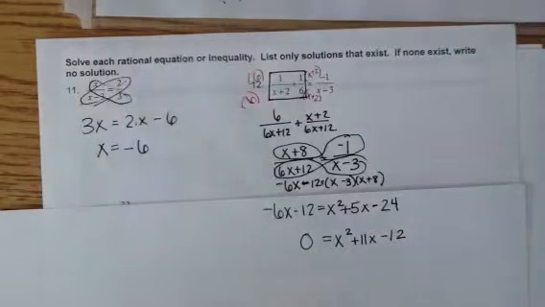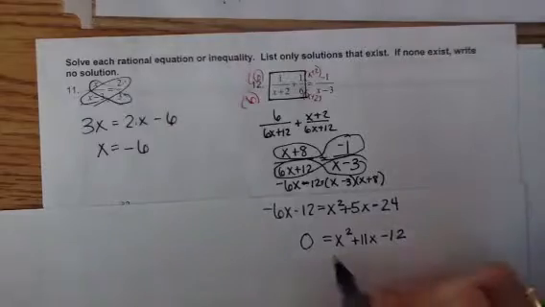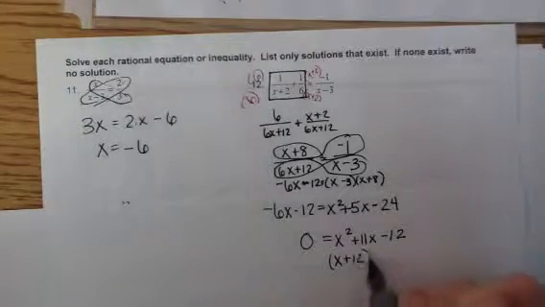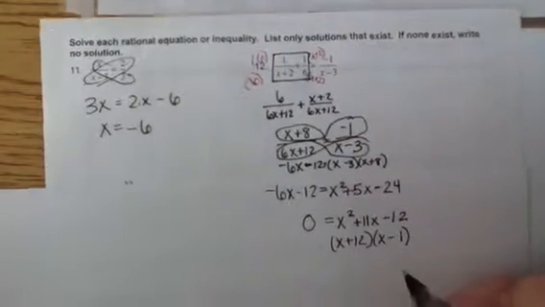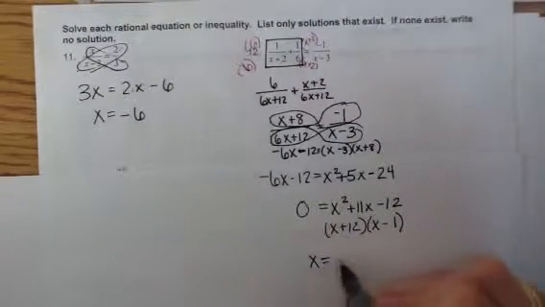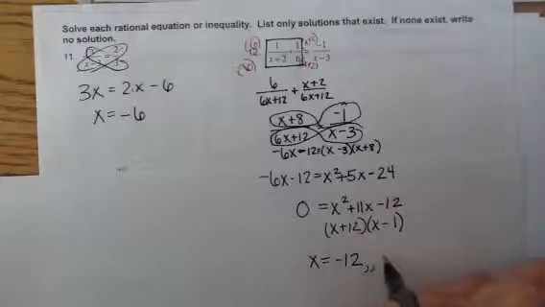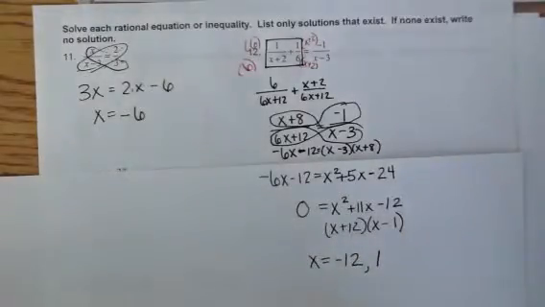Why do I do that? Well, when you have an x squared, an x, and a constant, it's like a quadratic where we have to factor or do the quadratic formula. This one factors to x plus 12, x minus 1, giving us our two answers. X is negative 12 and a positive 1.